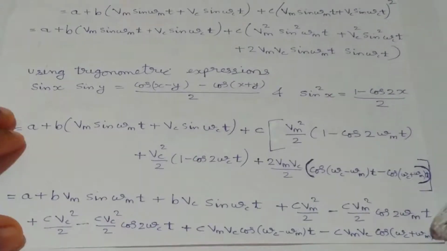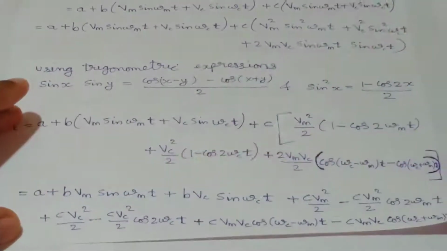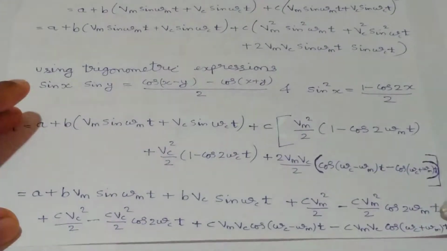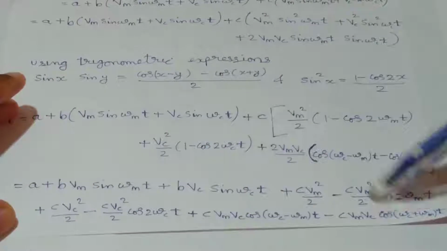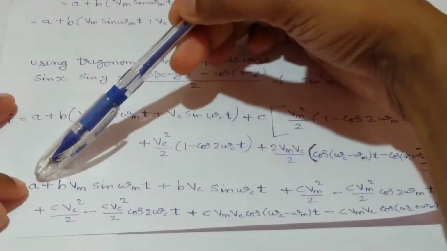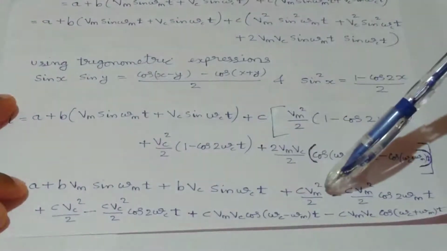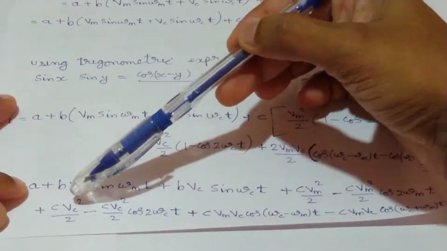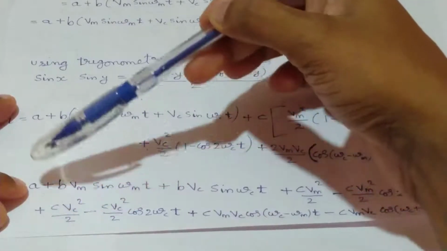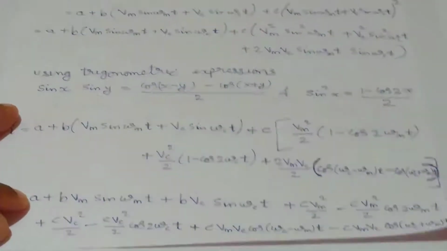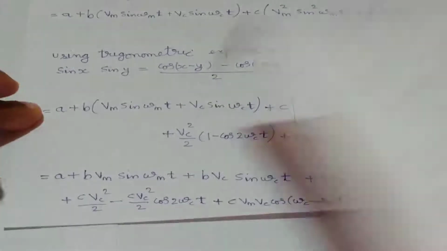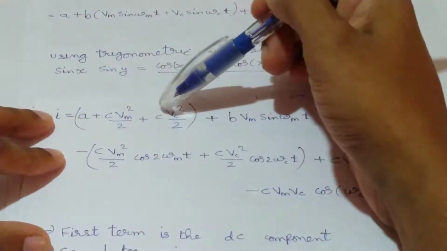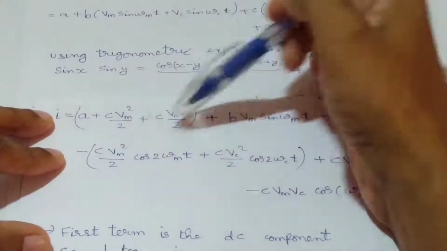Now from this equation I am going to group some terms. First I am going to group the constant terms, or the DC components. Here A is a constant term, C Vm square by 2 is a constant term, and C Vc square by 2 is a constant term. So I am going to group those three terms together. Then I will get I is equal to A plus C Vm square by 2 plus C Vc square by 2. So this is our first term.